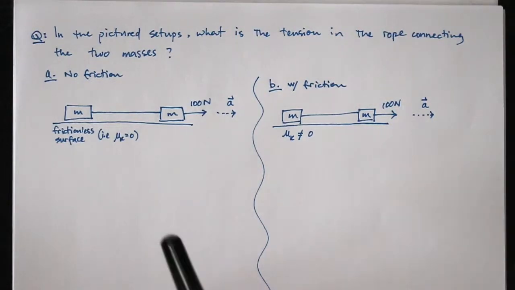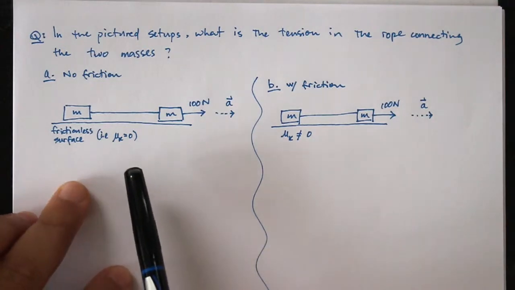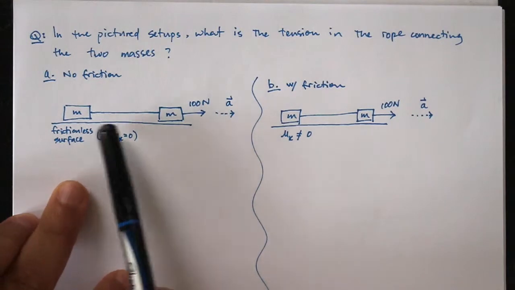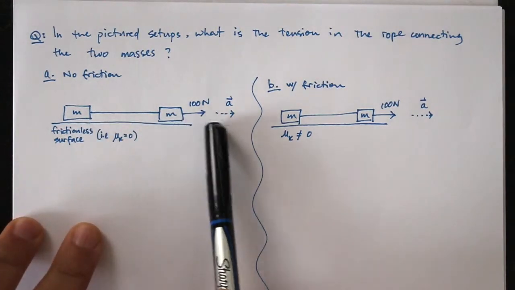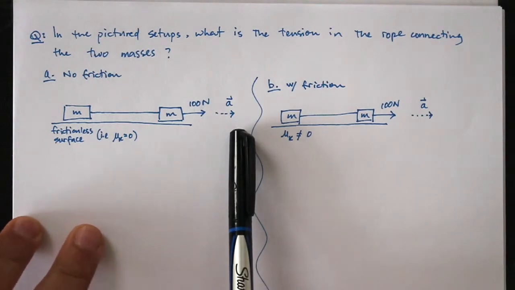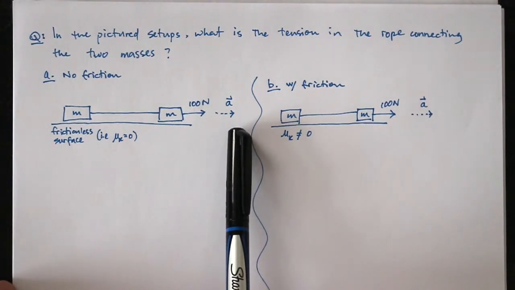This is a problem in which we compare two scenarios, with and without friction. In this setup, we have two identical masses connected by a rope and being pulled to the right by 100 newtons. They're accelerating in this direction, so there's no equilibrium. This is the situation in which Newton's second law is going to apply.